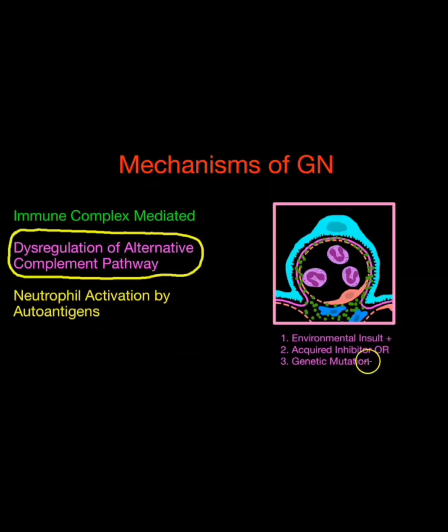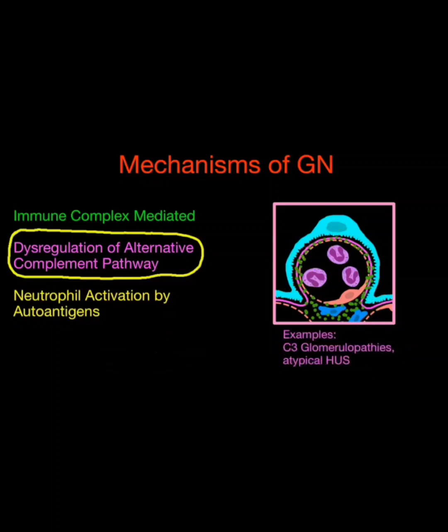And then the patient typically has to have one of these two things: either an acquired inhibitor to the alternative complement pathway, so maybe they have some new antibody that just happens to be binding one of those regulatory proteins, or the patient has a genetic mutation in one of those regulatory proteins, such that the alternative complement pathway, when activated, is overactive, can't shut down on its own, and is not controlled under normal circumstances. And so unregulated activation of this can cause an aggressive GN like we see here.